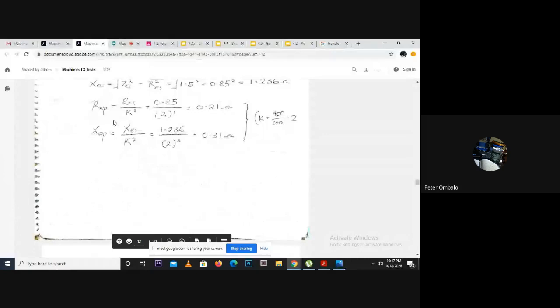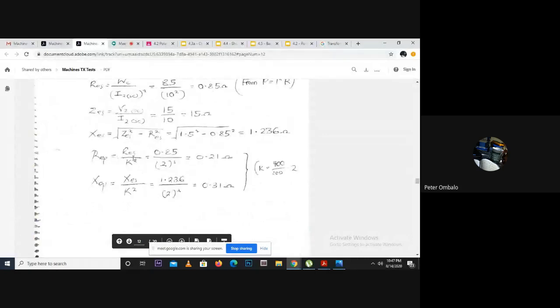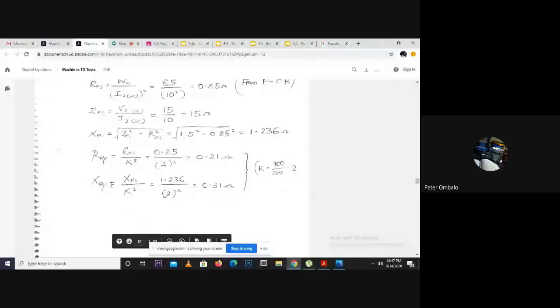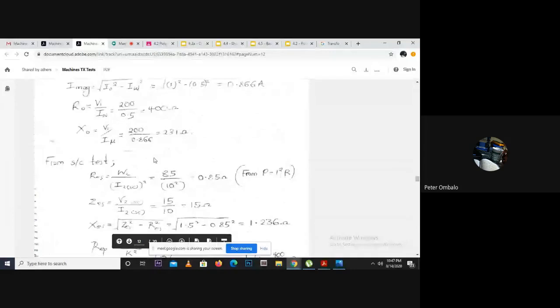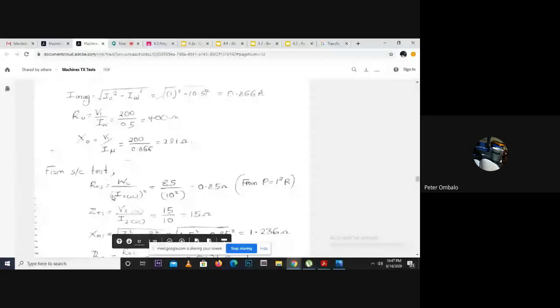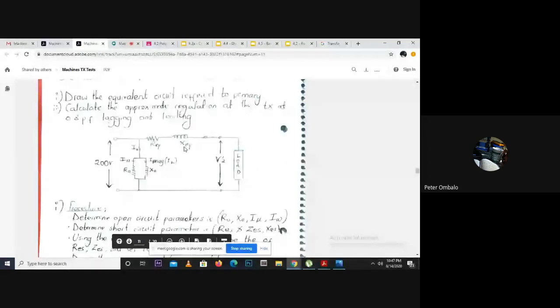To convert them to the primary side, we use this formula that has the turns ratio. The turns ratio we will always be given. We use it to get the equivalent resistance on the primary side and the reactance on the primary side. So once you obtain the primary components and secondary components, we can come back, plug them in your equivalent circuit, and then we have it.